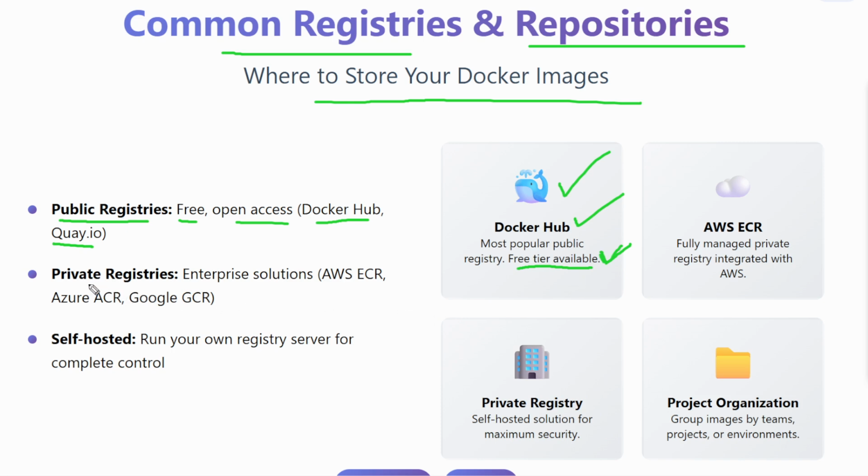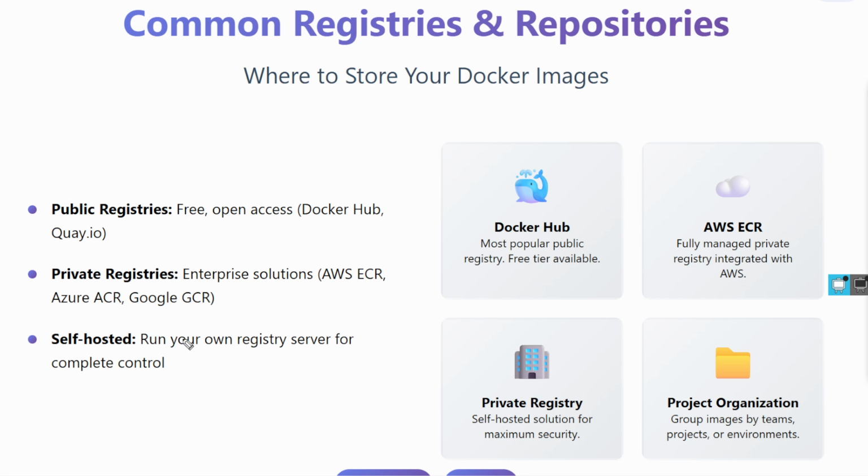And coming to the cloud registry, sorry, private registry, enterprises like AWS, Azure, Google, they do have private registries. It is not a free service, it is a paid service. AWS has Elastic Container Registry, Azure has Azure Container Registry, Google has Google Container Registry. Like that, they maintain private registries which are integrated into their cloud services. So that is the private registries.